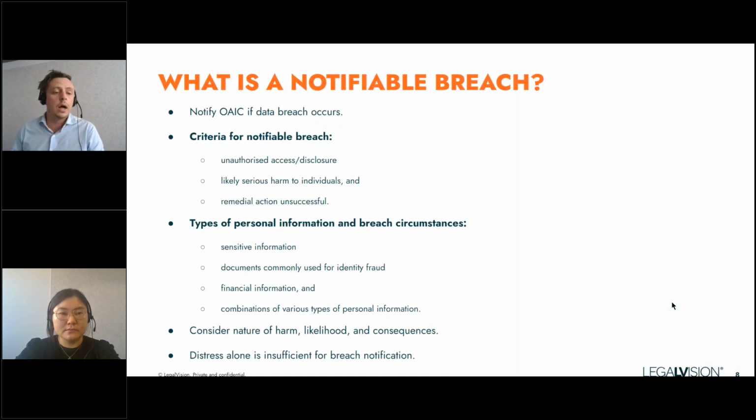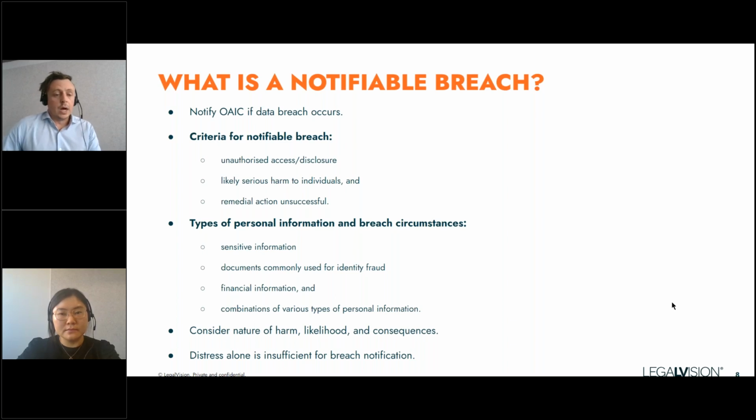Moving forward, we'll move to when you should report a data breach to the OAIC. If a data breach occurs, you are required to notify the OAIC of the data breach. So the next question to ask is, how do you determine if a notifiable data breach has occurred?